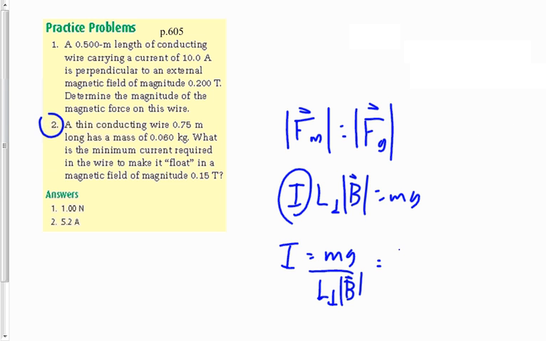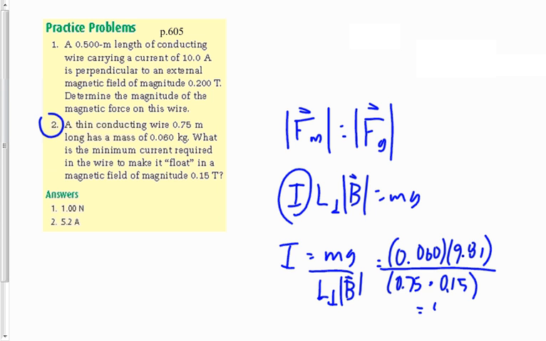Now this question is pretty straightforward. 0.060 times 9.81, divided by the length of 0.75 times 0.15. And when we do that, I think we should get 5.2 amps. Good? Yes?